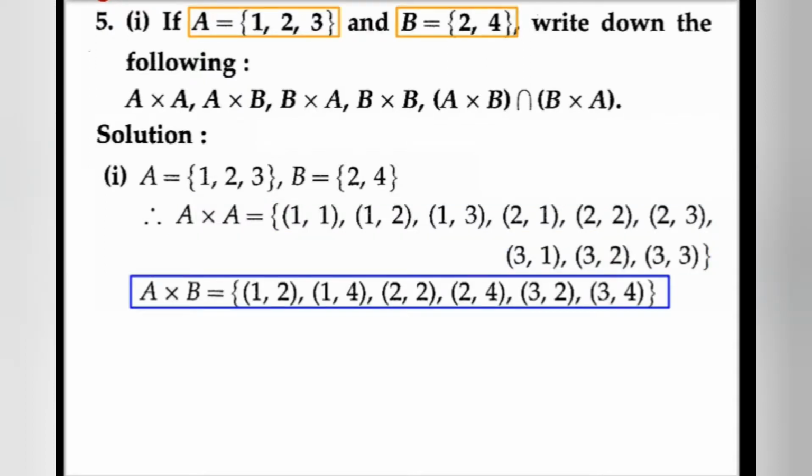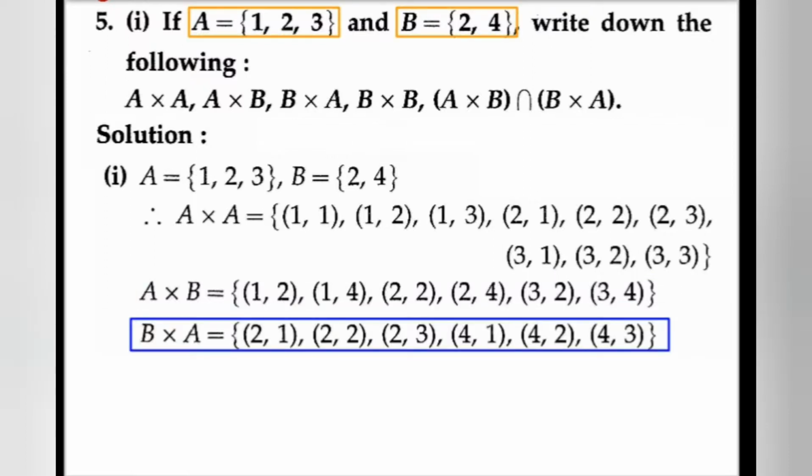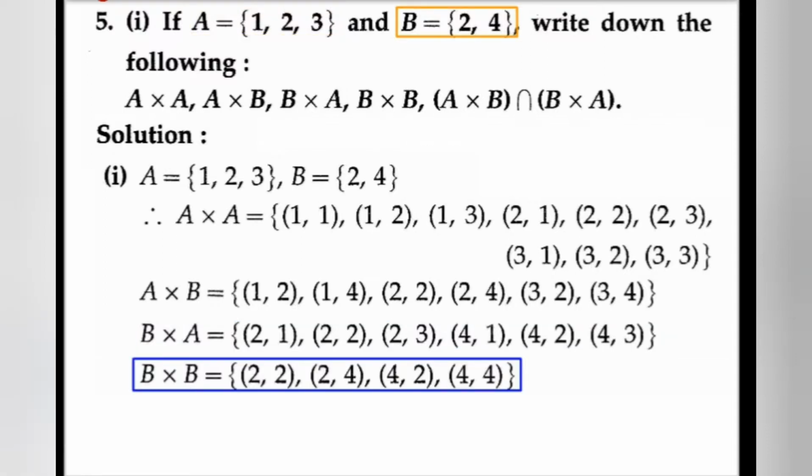A cross B would be set of (1,2), (1,4), (2,2), (2,4), (3,2), (3,4). B cross A would be set of (2,1), (2,2), (2,3), (4,1), (4,2), (4,3). B cross B would be set of (2,2), (2,4), (4,2), (4,4).